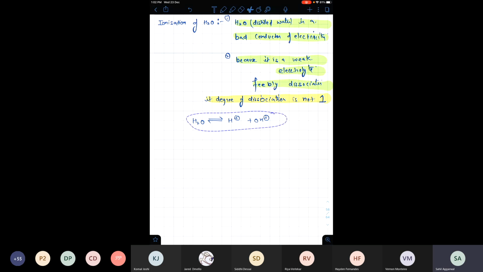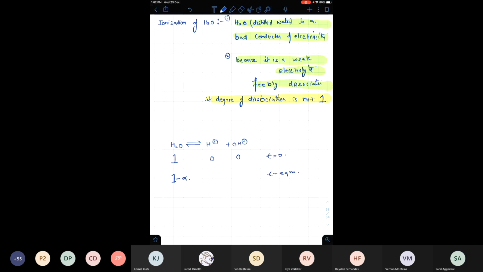For example, if we take 100% of it, initially the dissociated amount will be 0. After some time, at equilibrium, alpha moles, or alpha percentage, will get dissociated. This will give alpha and alpha. Any doubt till here?